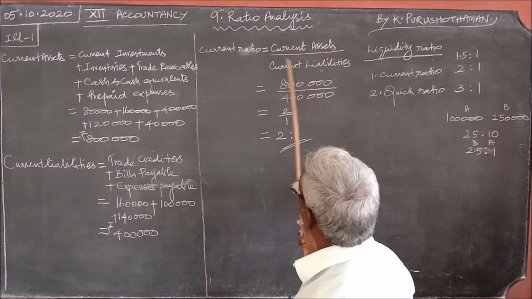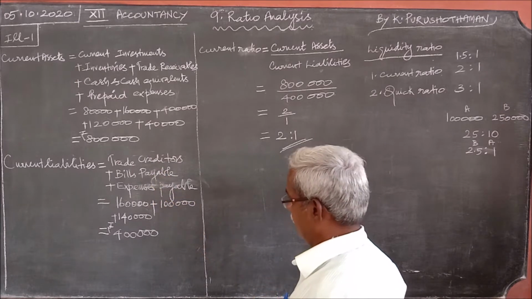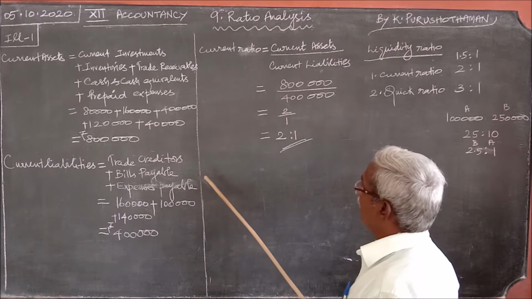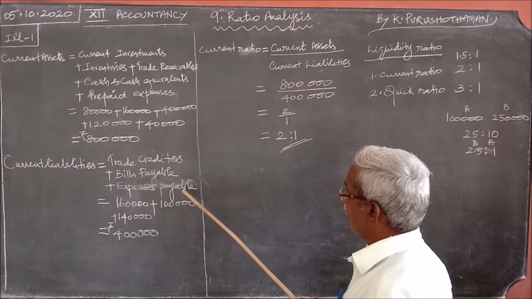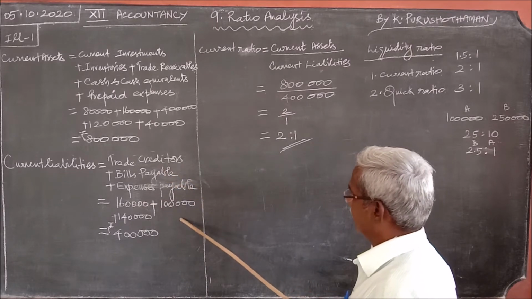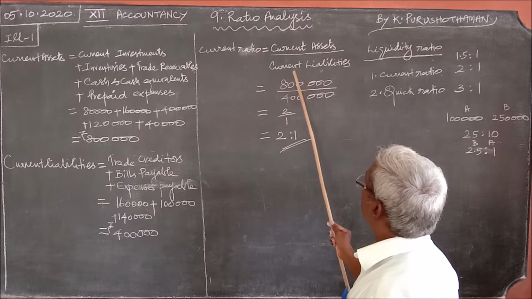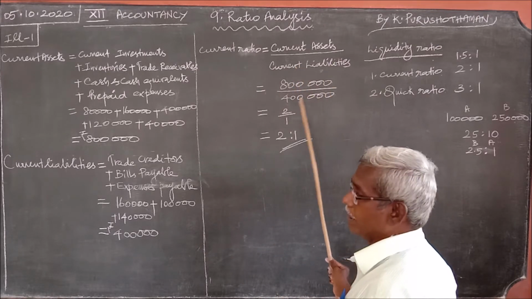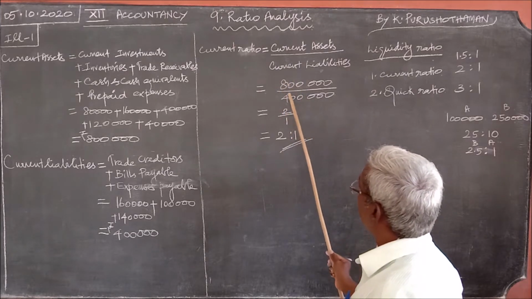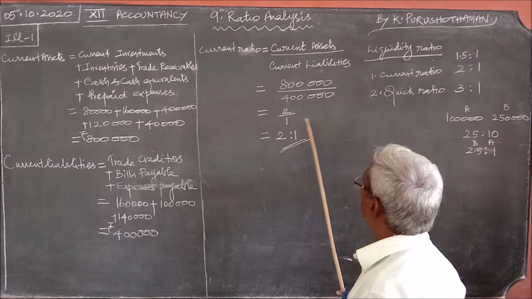Then regarding the denominator, current liabilities, there are 3 liabilities given in this problem, and those 3 liabilities are current trade creditors, bills payable and expenses payable. For all these 3 values are given. We have substituted and found the total. And you can write the total current liabilities here in the denominator. Therefore, 8 lakhs by 4 lakhs, so 2 times, 2 by 1. And this fraction can be written in the ratio form 2:1.